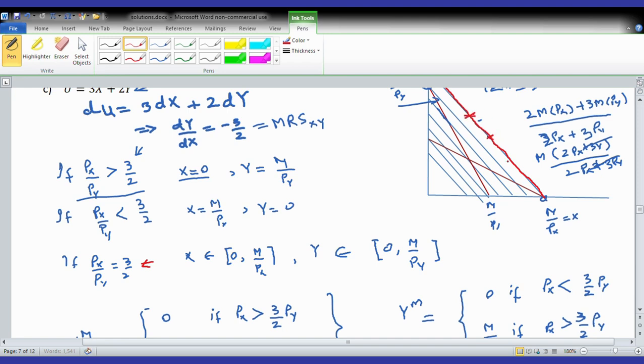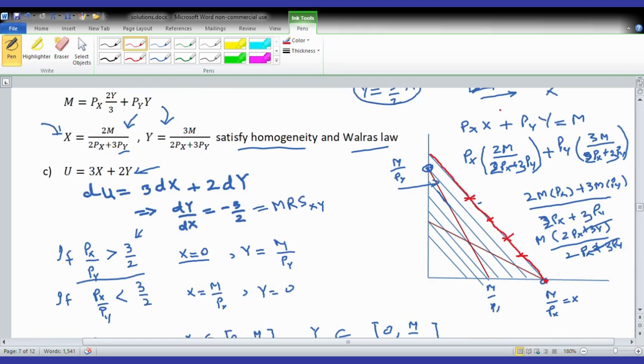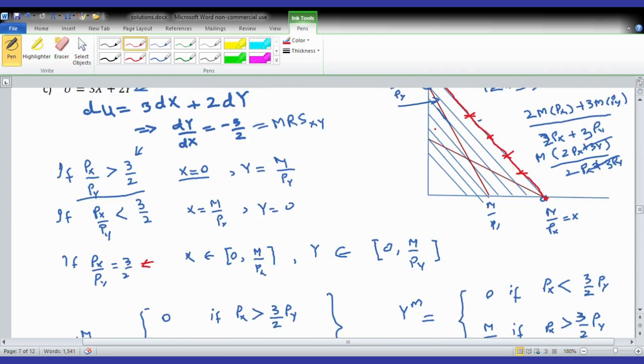Your utility level is maximum here, as well as here, as well as here. So you can consume m over px units of good x, or lesser, or lesser, along this constraint, to the extent that you could arrive here. And so this could be the consumption point. So the consumption of x could be anything between 0 and m over px. Similarly, consumption of y could be anything between 0 and m over py.